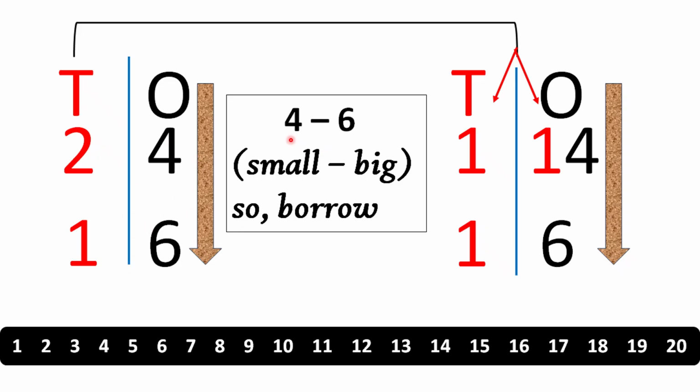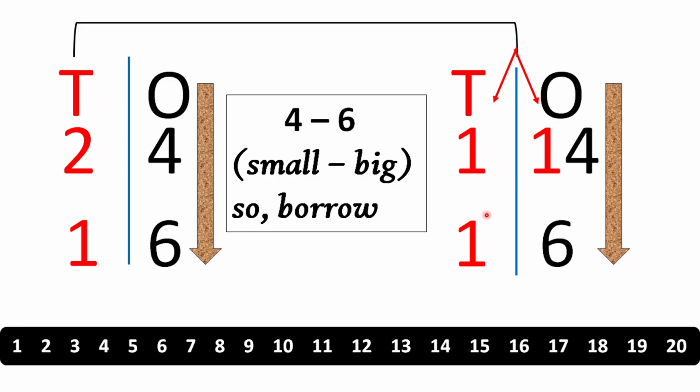4 minus 6. 4 is a small number minus 6, a big number. So borrow from 2 tens. Split as 1 ten here and 1 ten here. So 1 ten plus 4 units, 14 minus 6. Using the number line, you will get 8.